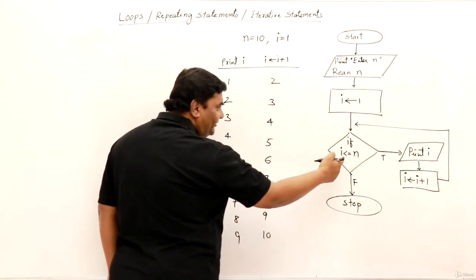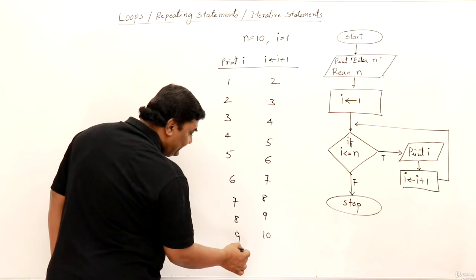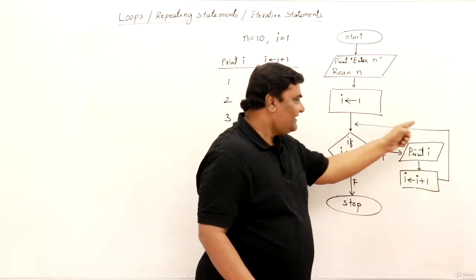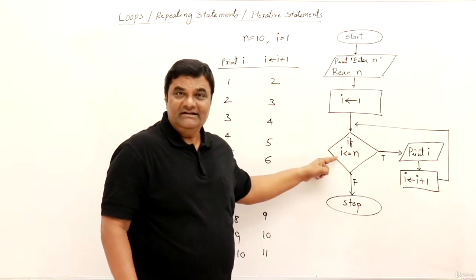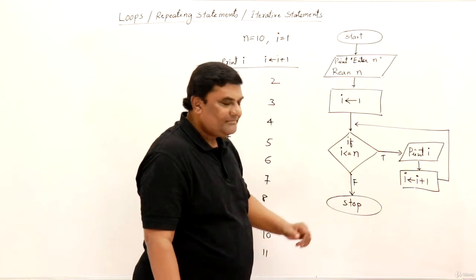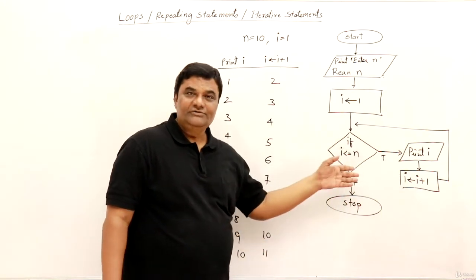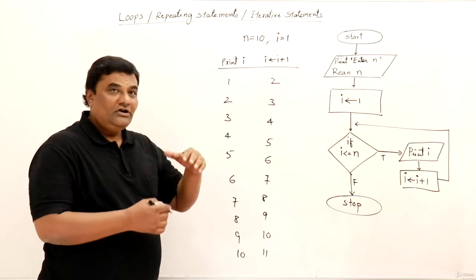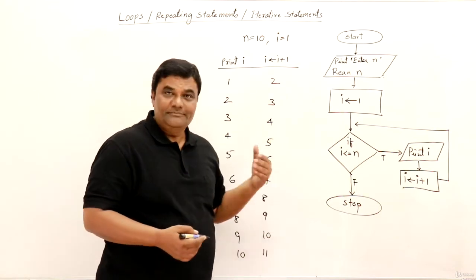10 is less than or equal to n. Yes, so print 10, then increment to 11. Now, this time I is less than or equal to 10? No, false. So stop. After this it will stop. So I have shown you the working of the flow chart. It's working like this. Now let us convert that flow chart into a program.